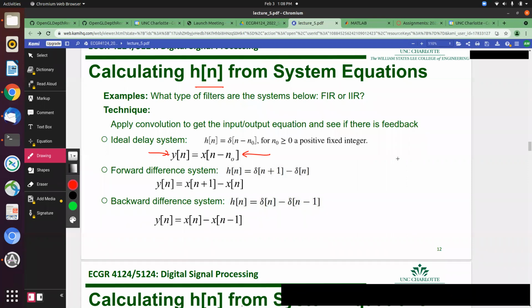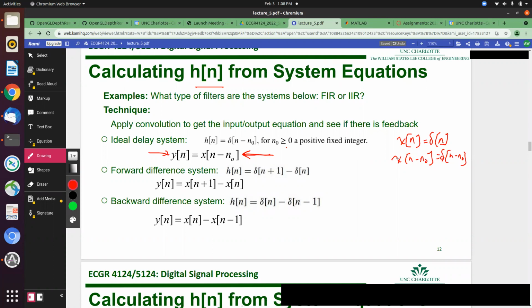The impulse response is defined as the output y when the input x is equal to the delta function. So how hard is it to solve for h of n for this equation right here? If we just apply that definition, what do we let x of n equal? Delta of n. So then what is x of n minus n naught? And so if we let x of n minus n naught equal delta of n minus n naught, what comes out? The system's impulse response, or h of n.